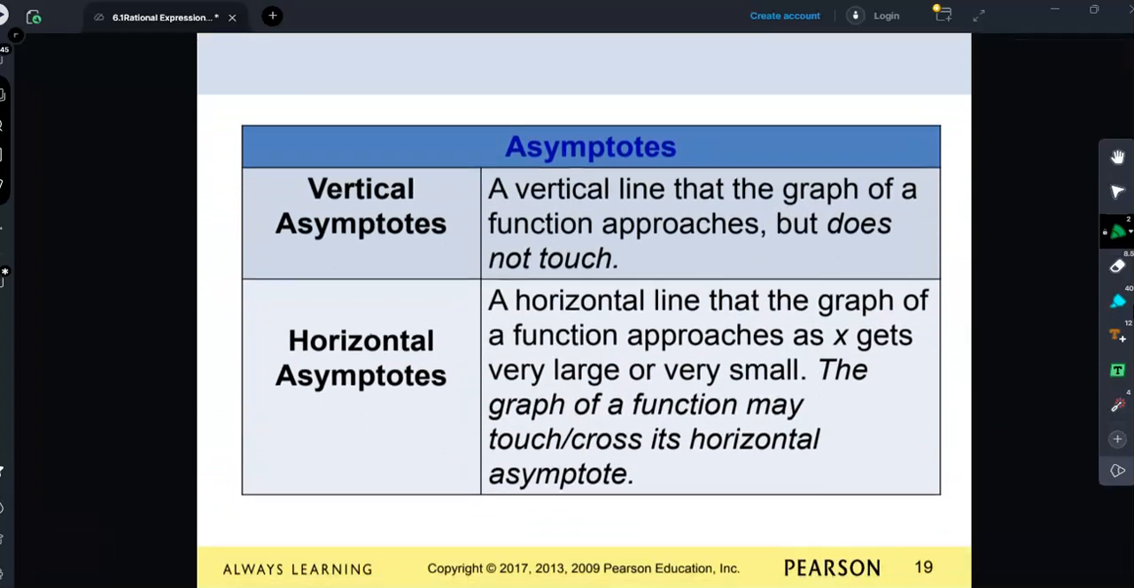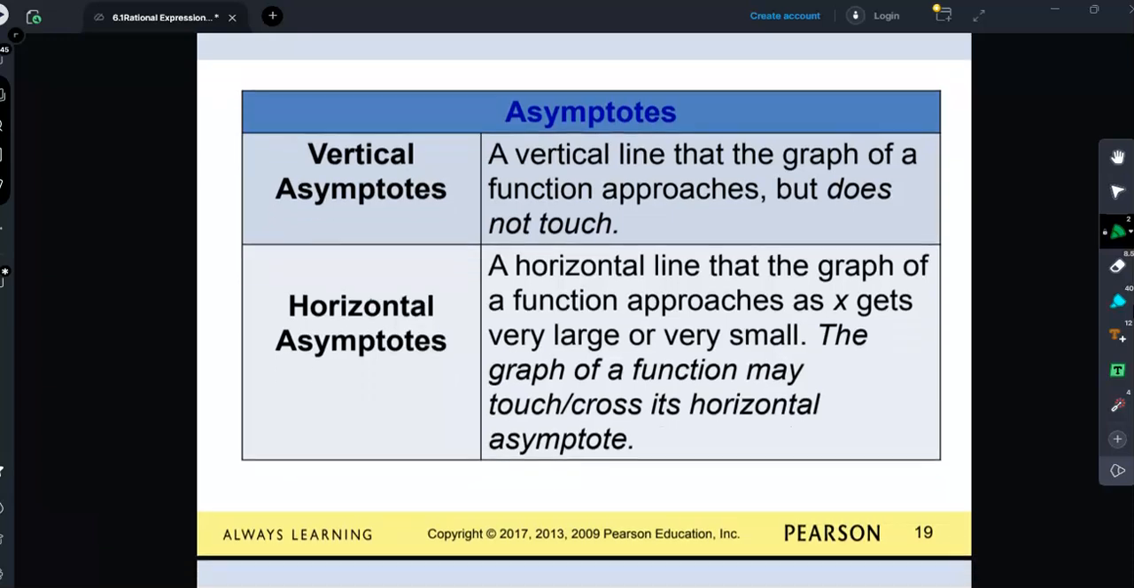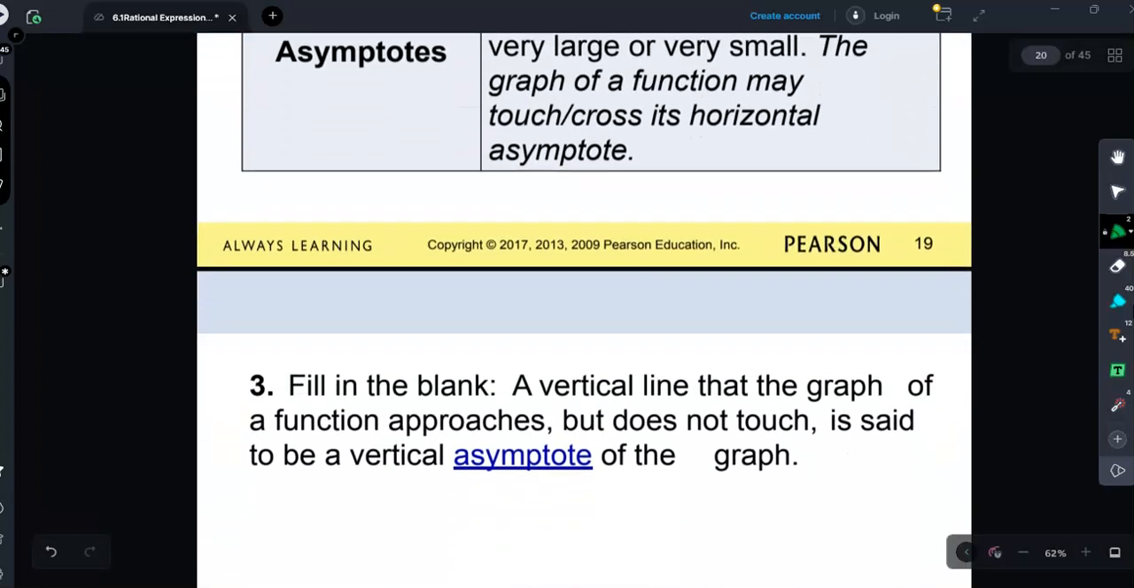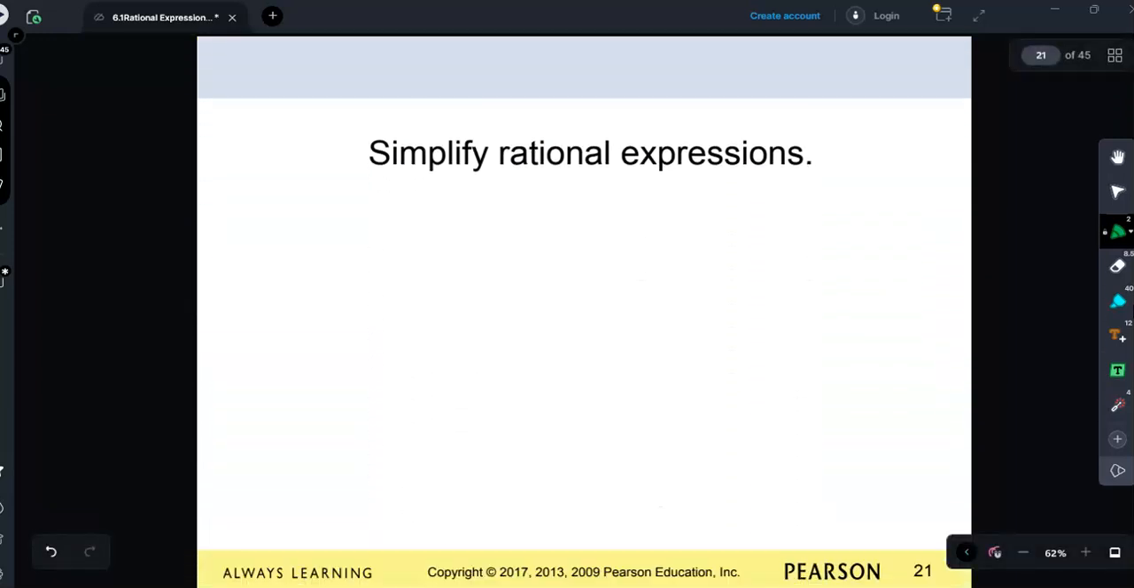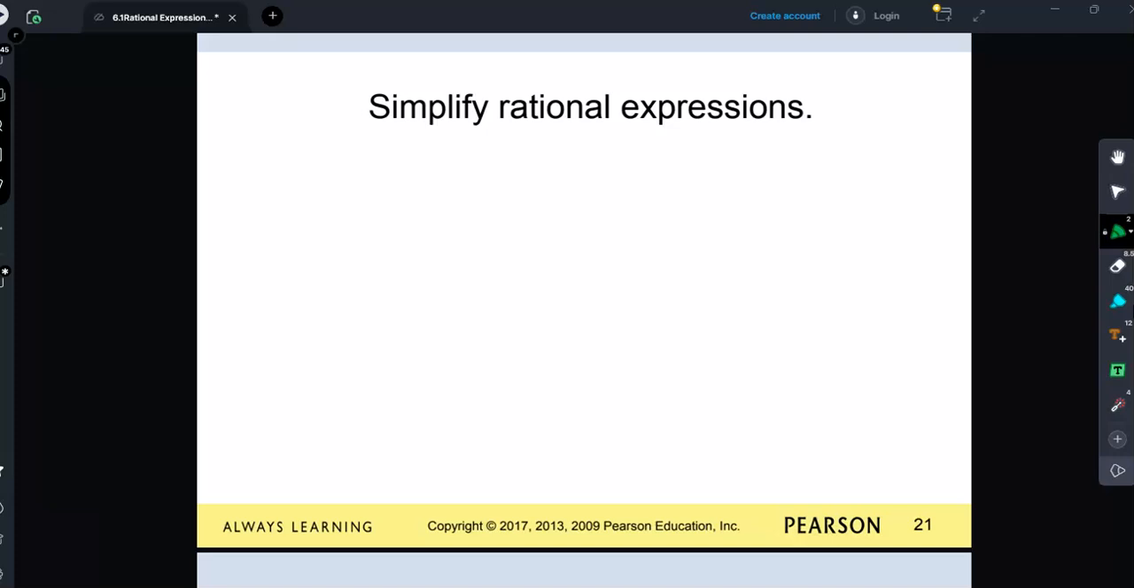We'll talk a little bit more about asymptotes, but these are values that the rational expressions or graphs can approach and not touch. For vertical asymptotes, but for horizontal asymptotes, it is possible for them to cross or touch, but they are going to be approaching that value on the horizontal asymptote. Okay, we'll get into that a little bit more, but not right now.